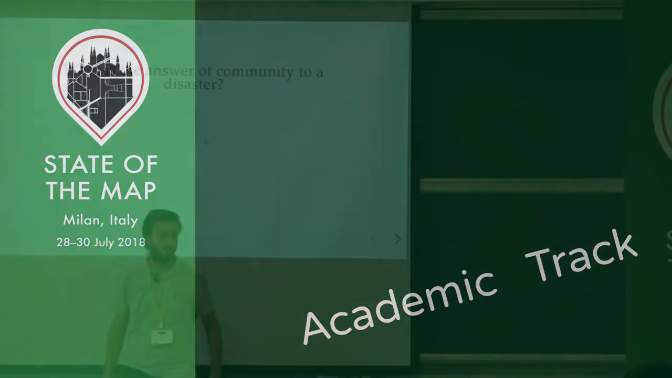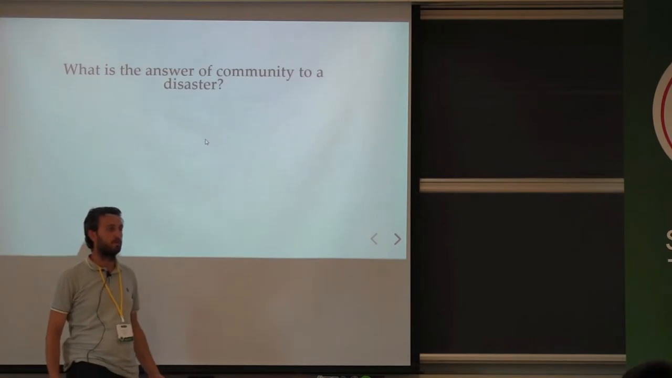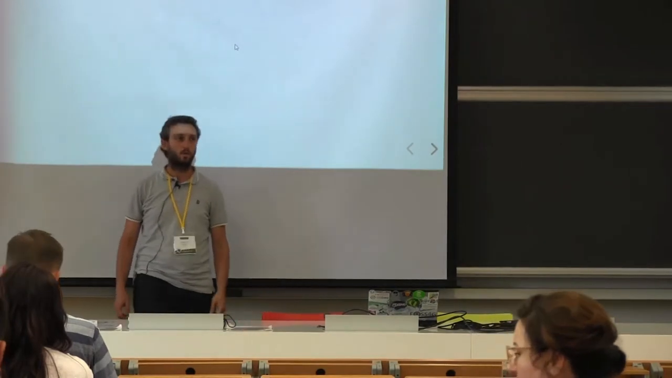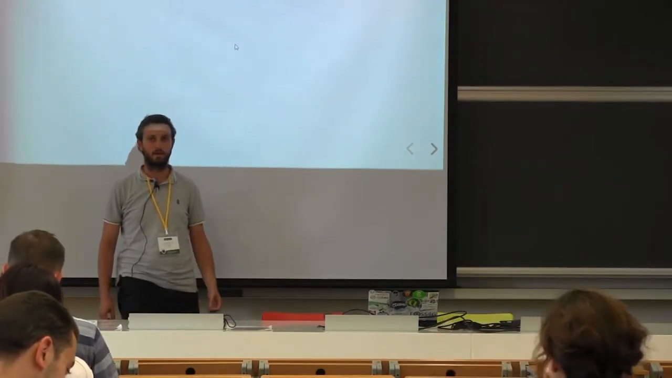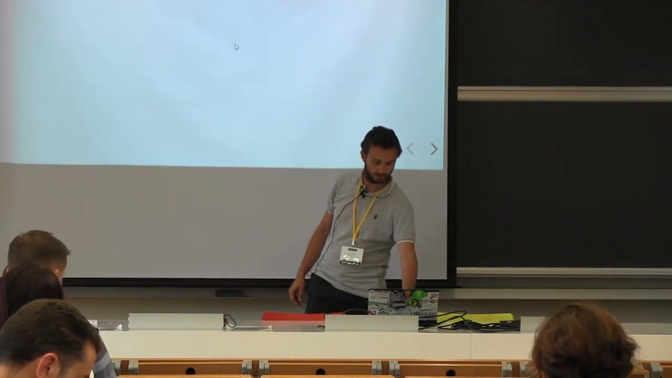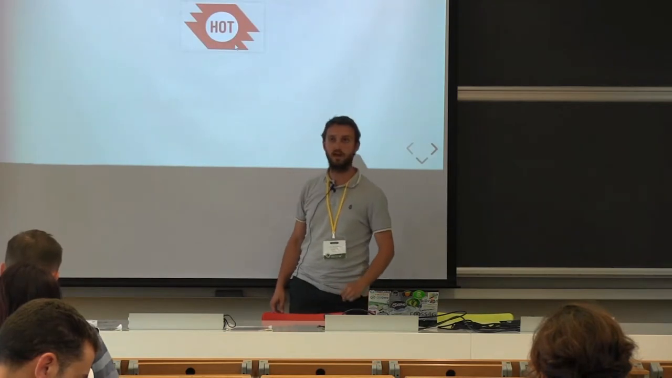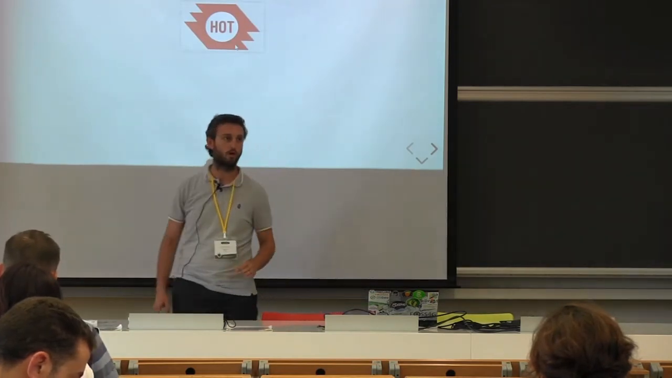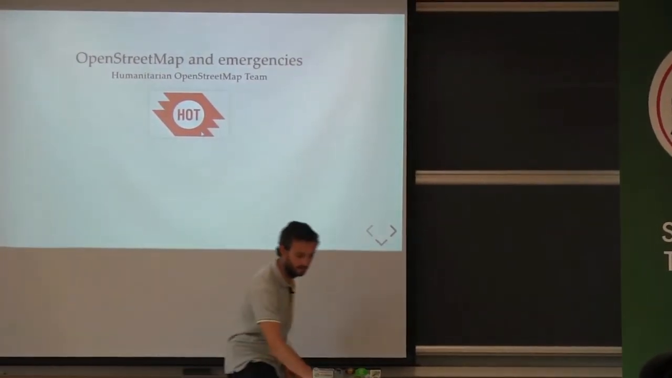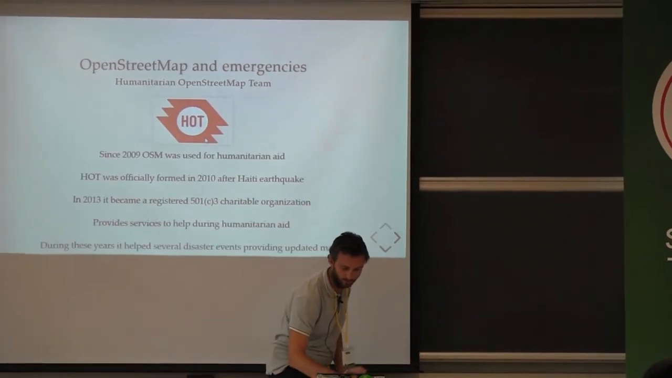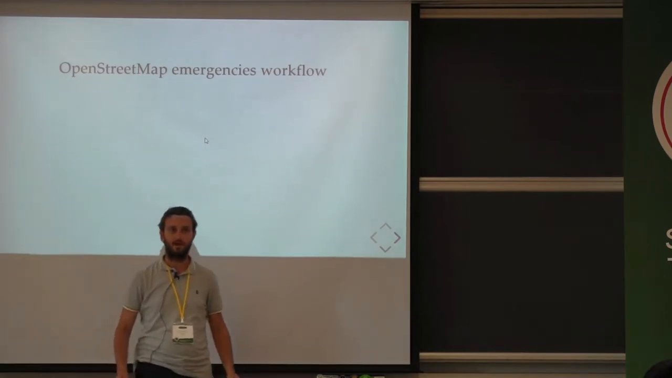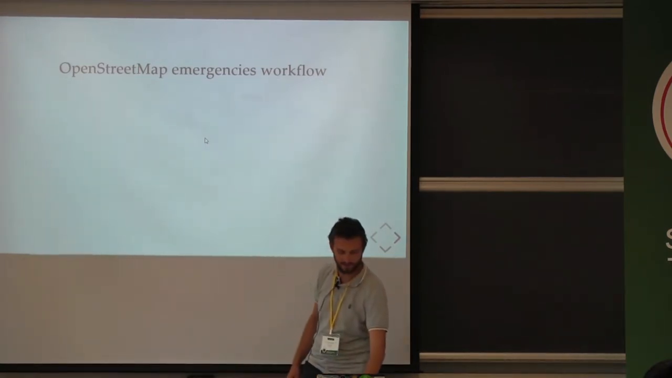Okay. So the question is, what is the answer of the community to a disaster? The idea was to understand a little bit better which part of the community and the mappers join the map effort after the disaster. I hope that everyone here knows OT. Is there someone that doesn't know OT? No? Okay, I can skip this. Maybe you know better than me, so I can hide some mistakes.